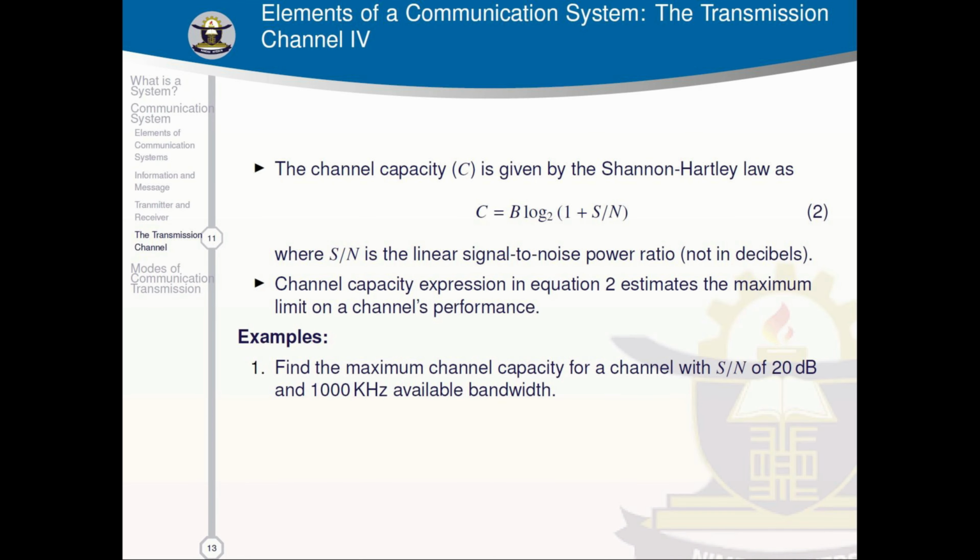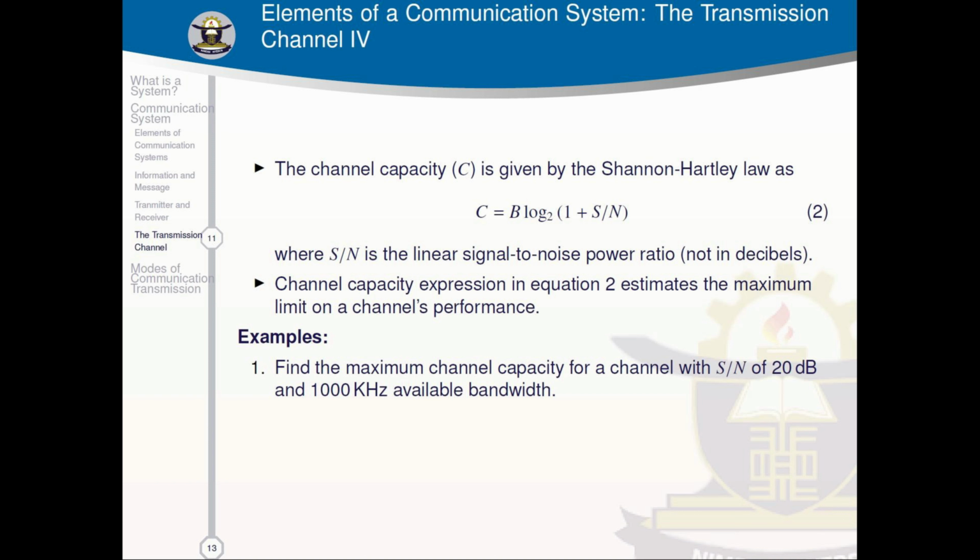Channel capacity is a way of estimating the maximum limit on a channel's performance based on the channel's bandwidth and its signal to noise power ratio. So we have channel capacity given by the Shannon-Hartley law in equation 2, where C, which represents the capacity, is given as B, the bandwidth, times log 2 of 1 plus the signal to noise power ratio. Now the signal to noise power ratio should be resolved not in decibels, but in its original ratios.